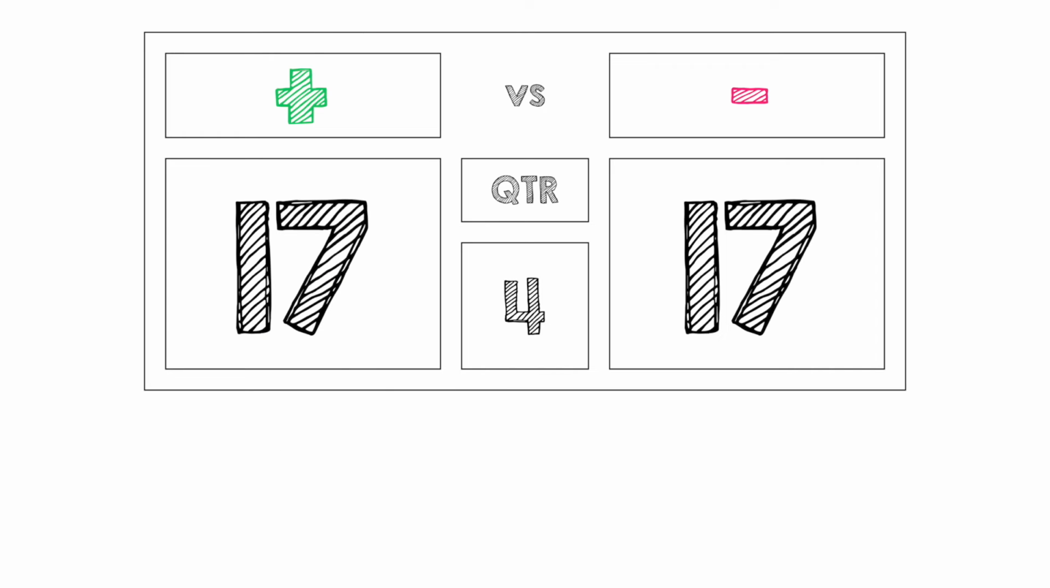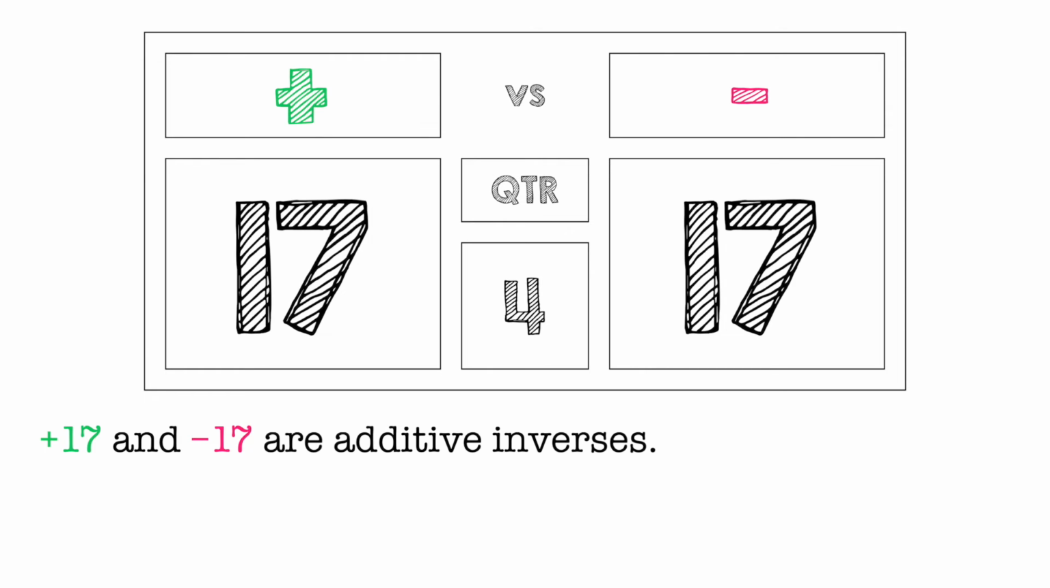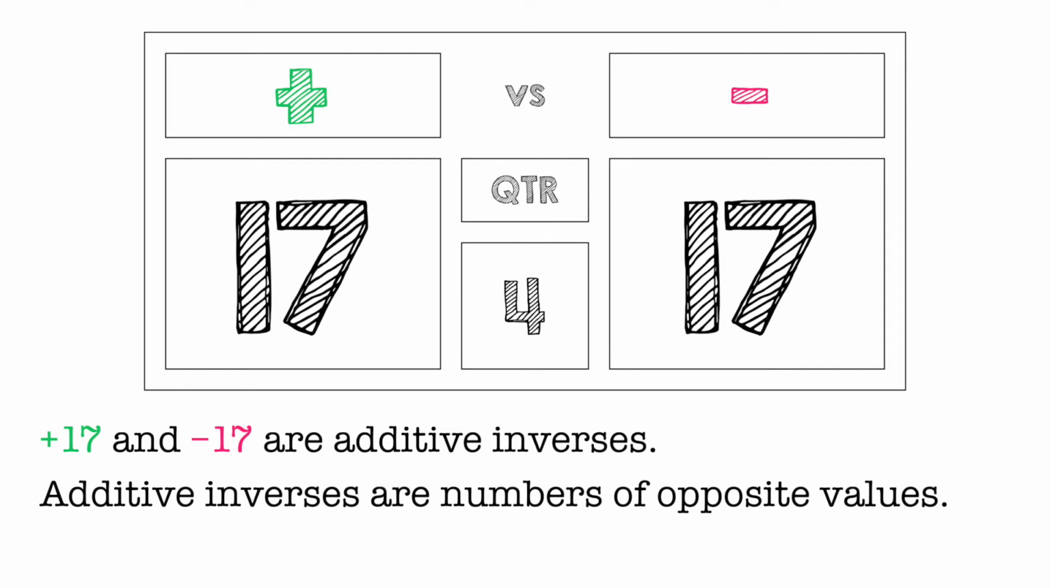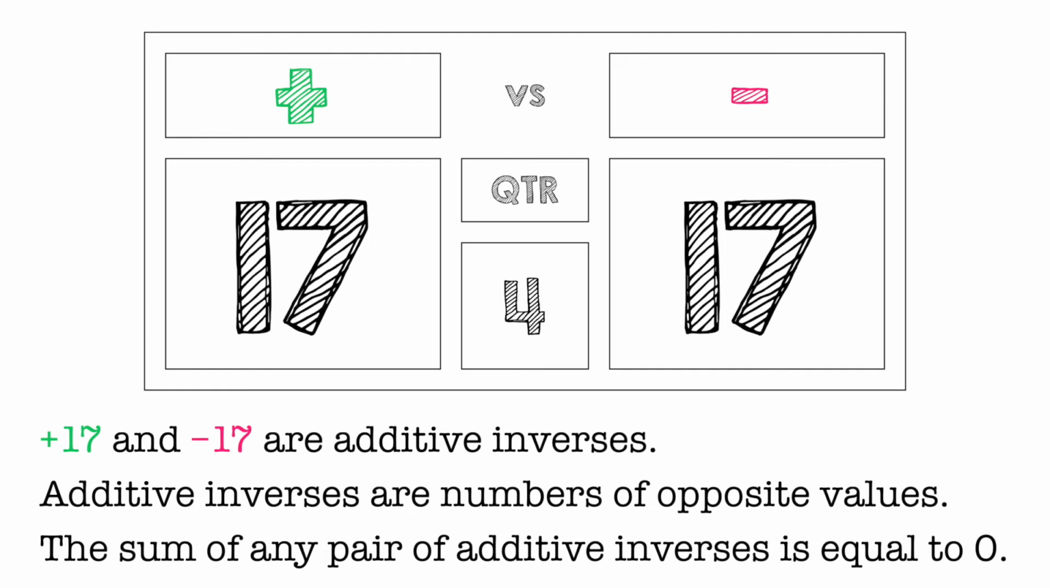At the end of the game, the positive team has 17 points and the negative team has 17 points. Positive 17 and negative 17 are known as additive inverses. Additive inverses are numbers of opposite values. The sum of any pair of additive inverses is equal to 0.